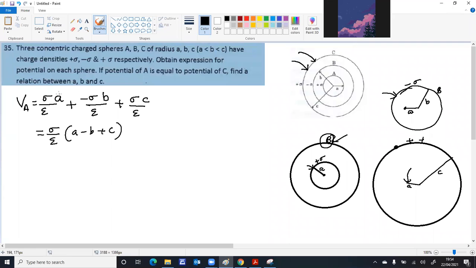So for example, in the second term, you substituted for potential on A due to B. That will be different from potential on B due to B and C.